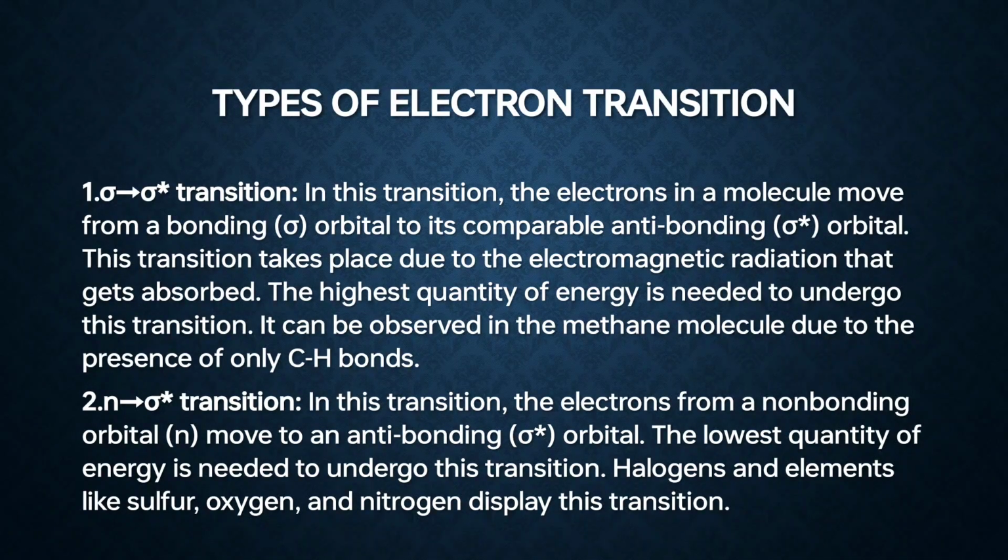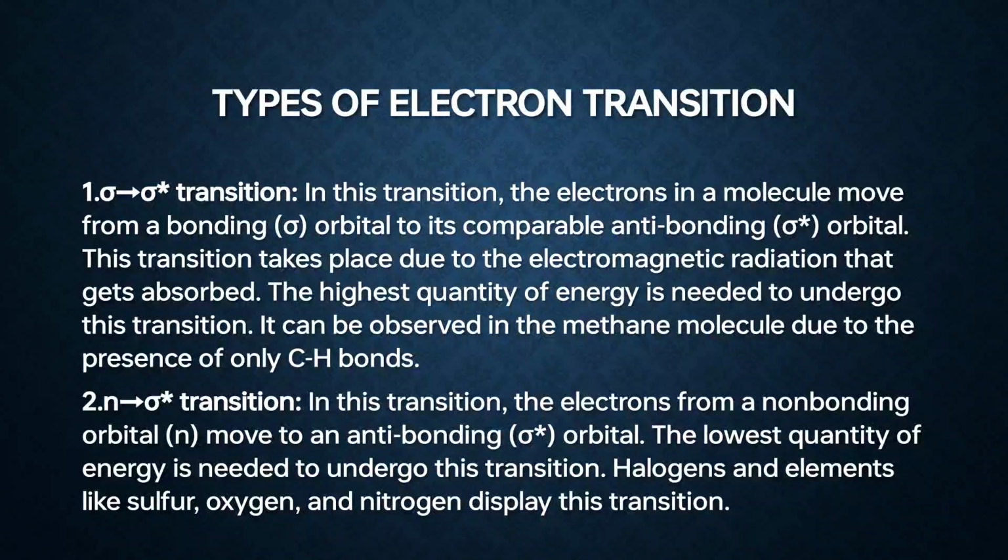Next one is types of electron transition. There are 4 types. First one is sigma to sigma star transition. In this transition, electrons in a molecule move from a bonding to an anti-bonding orbital. This takes place due to electromagnetic radiation, and it requires a high quantity of energy. This can be observed in methane molecules due to the presence of only carbon hydrogen bonds.